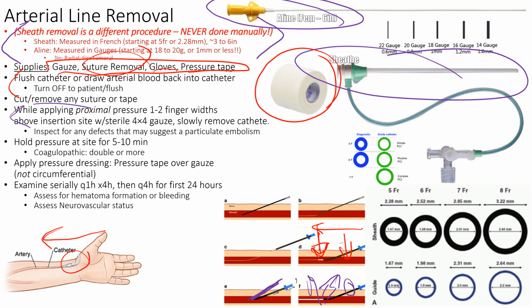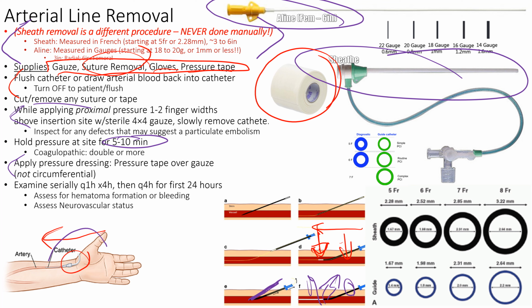And then while applying proximal pressure and inspecting the site, you're going to go ahead and pull it out nice and slow, or nice and smooth, I should say. Make sure you're holding pressure for at least 5 to 10 minutes. If they're coagulopathic, it's going to be a much longer period of time, maybe double that. Apply a pressure dressing once you're done.